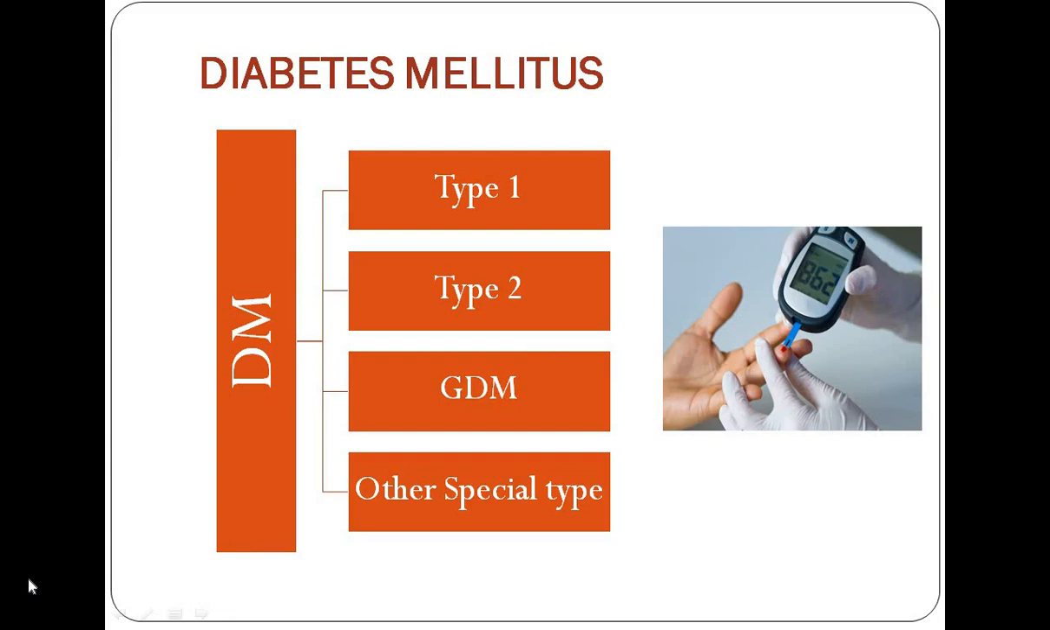It is a disorder characterized by hyperglycemia due to abnormal metabolism of carbohydrate, protein and fat. And it is mainly of four types: type 1 insulin dependent, type 2 non-insulin dependent, gestational diabetes mellitus, which occurs mainly in pregnancy, and other special types. And we have already discussed the pathogenesis involved in type 1 and type 2 diabetes mellitus.